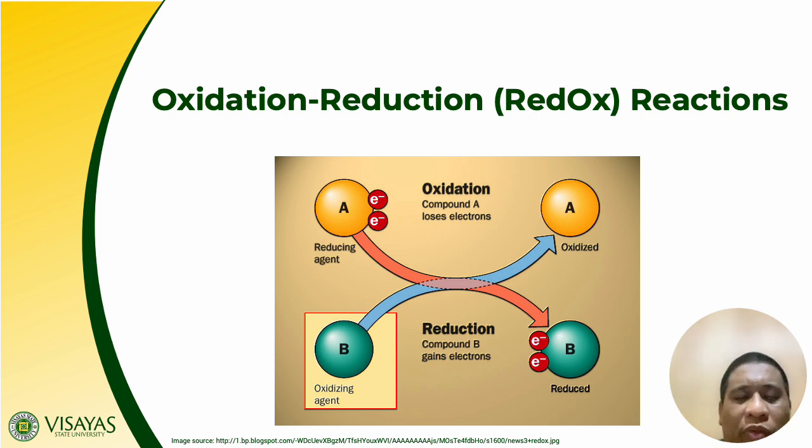For this one, you can remember the acronym GEROA. GEROA means gain of electrons, reduction, and oxidizing agent. So again, LEORA is loss of electrons, oxidation, and that would be a reducing agent. GEROA is gain of electrons, reduction, and that is called an oxidizing agent.